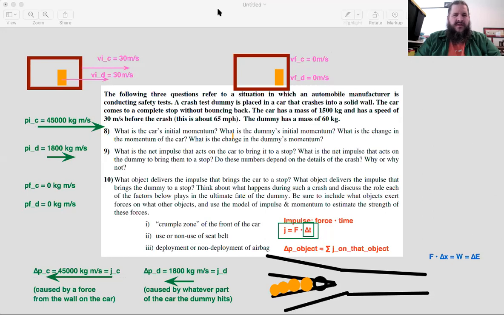Let's try out another example of a momentum chart in more detail then. Let me see if I can pull up one more example.